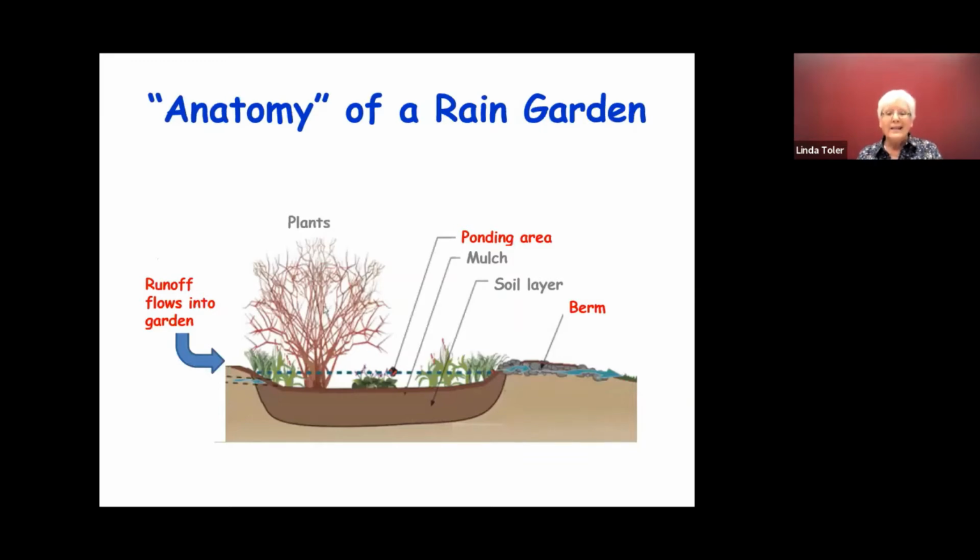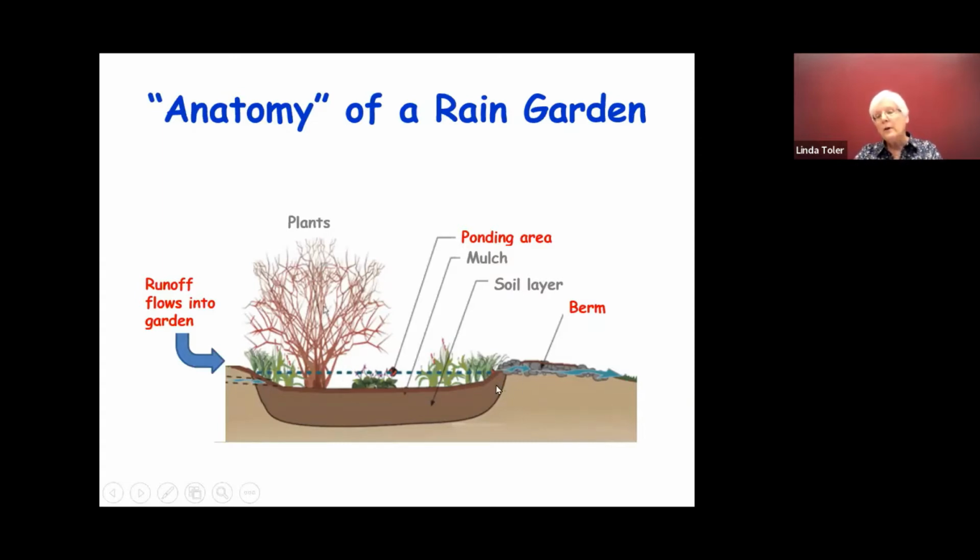Now, a rain garden has 6 main components. On this first slide, we're showing 3 of the components that are actually structural. There has to be a way for the runoff to flow into that shallow depression. Then you have that shallow depression, which is referred to as the ponding area, and that's where the water will collect after a rain event.